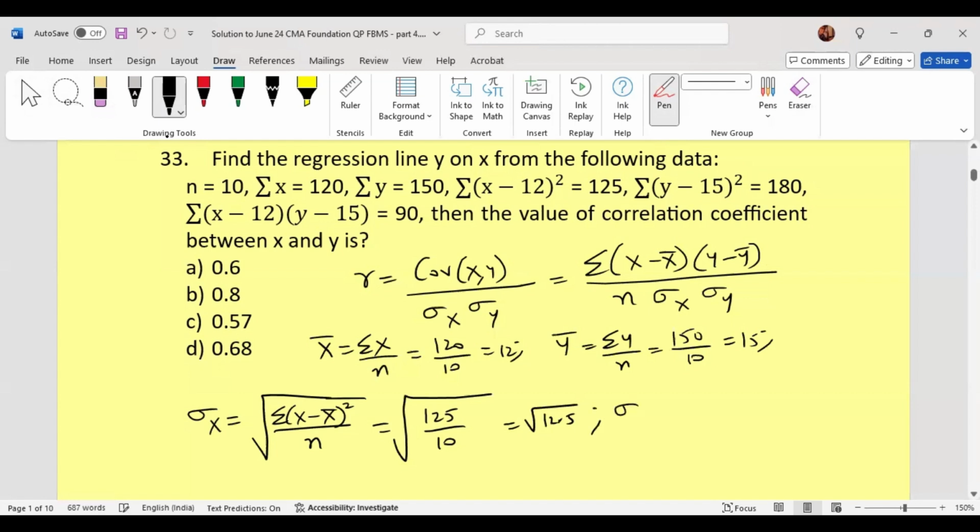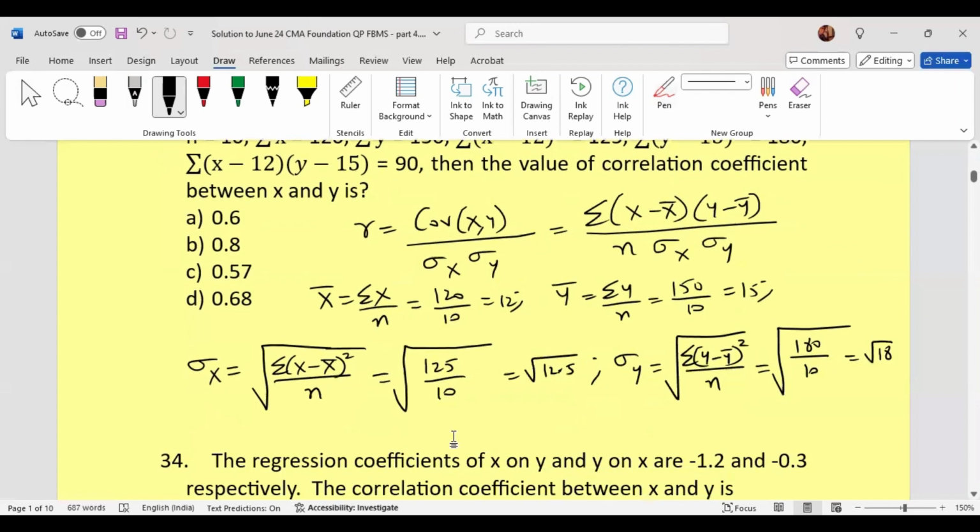Then standard deviation of y is square root of summation y minus y bar, the whole square, divided by n. And y bar is 15. So we have been given y minus 15, the whole square numerator, which is 180 by 10. So this becomes square root of 18.